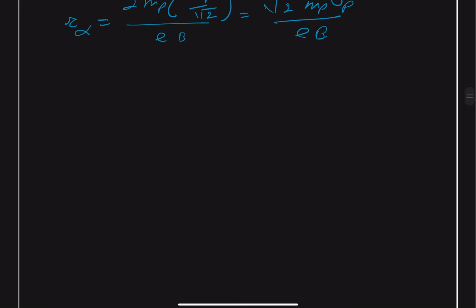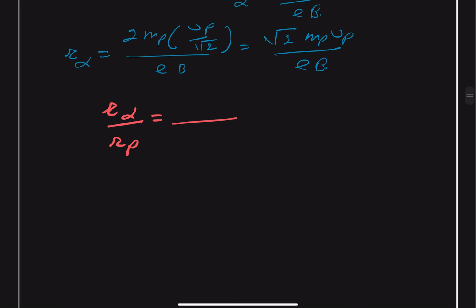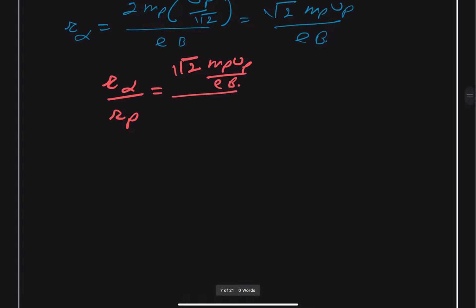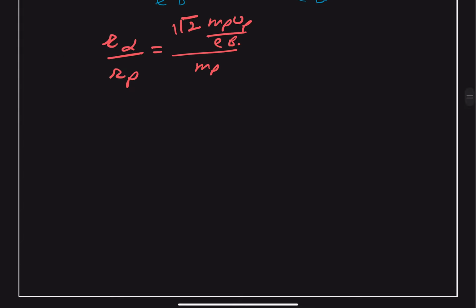And finally we find the ratio of alpha to proton. Alpha to proton is equal to square root of 2 mp vp divided by eB, and here we have mp vp divided by eB. This entire term cancels out and this comes as square root of 2. So this is the radii ratio of alpha to proton. Next question.